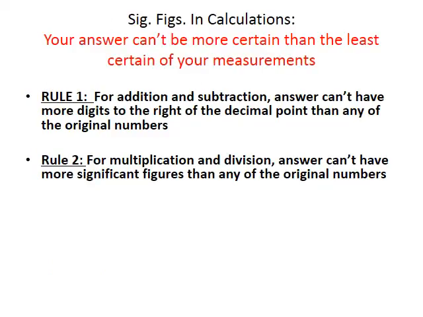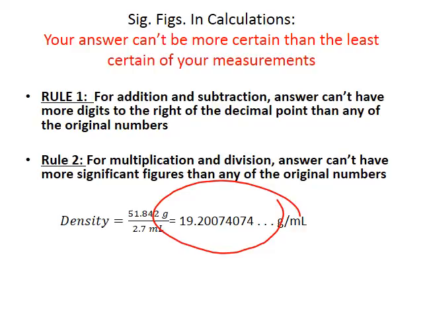Now that we know how to determine the number of significant digits in any measurement, let's look at our multiplication and division rule. We're going to do a calculation of density here by dividing a mass of 51.842 grams by a volume of 2.7 milliliters. Now we plug this into our calculator and we get this number. Your calculator may actually show you a lot more digits than I've shown here. Obviously, this is too many places, way too many digits compared to the measurements that went into them.